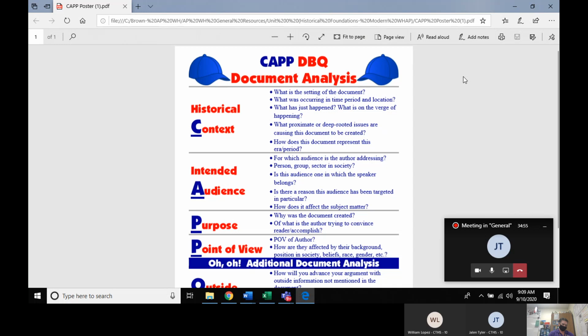Again, you don't necessarily need the stuff on the side for now. Also, it's the same document that I've got hanging up here as a poster. Don't worry about those two O's at the end. That's something we'll get into later when we really do get into DBQ essays specifically.